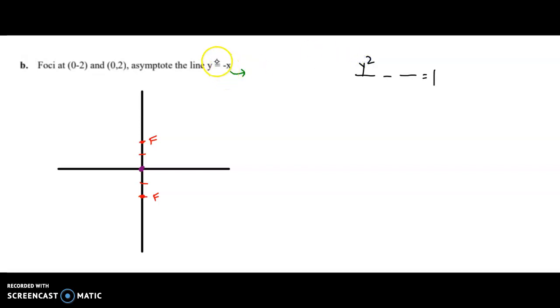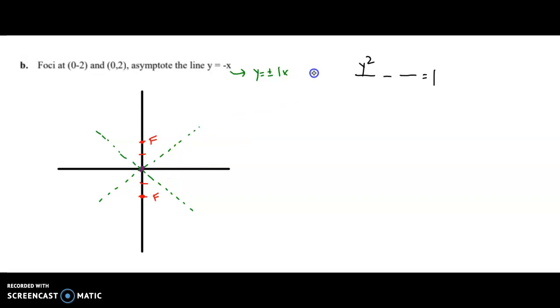Now here, y equals negative x. We can also say that that's y equals plus or minus 1x. It has the invisible coefficient of 1. That means one of the asymptotes looks something like this. There we go. That means the other one has to be y equals positive x.